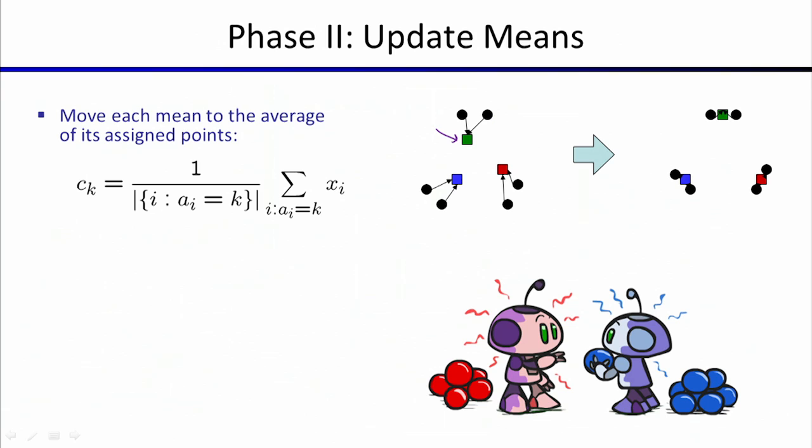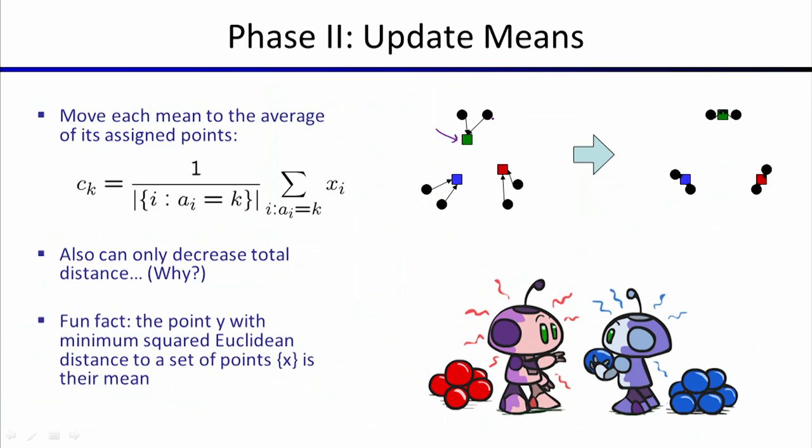It seems intuitively reasonable that this is also improving our quality, but it's less obvious. So why is it that assigning the means to the average of their points can only decrease the total distance? Well, it's a fun fact about Euclidean distance. You can write out the calculus if you want to prove it for yourself. The point with minimum squared Euclidean distance to a set of points is their arithmetic mean.